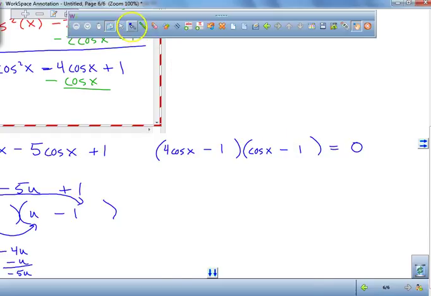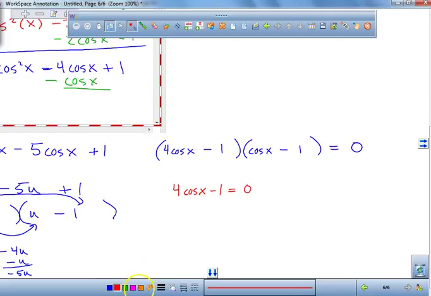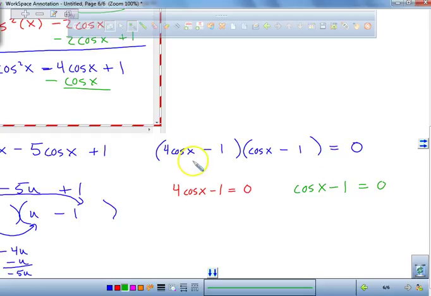So we're going to have two answers. The first answer is this: you're setting 4 cosine of x minus 1 equal to 0. The other equation right here, you're setting the cosine of x minus 1 equal to 0. So you're setting this equal to 0, and we're setting this equal to 0. Why are we setting them equal to 0? Because as soon as you make one equal to 0, 0 times anything is 0. So, how would I solve this equation?